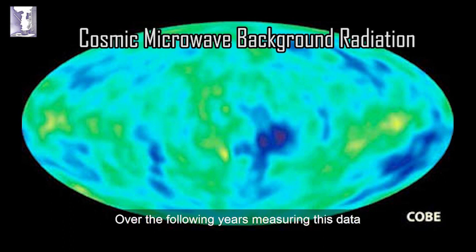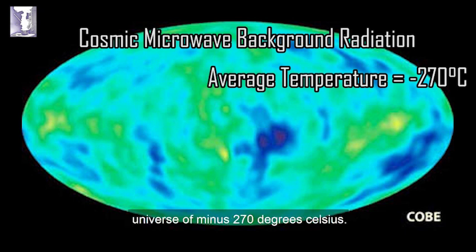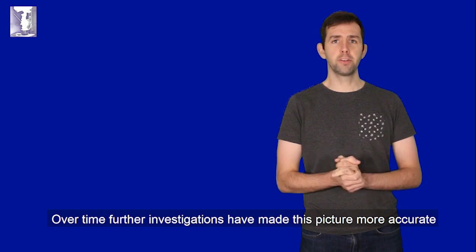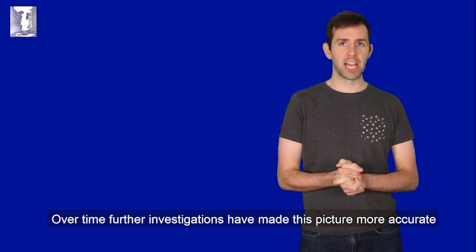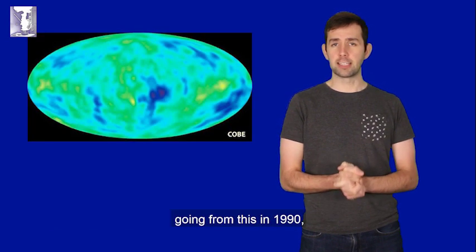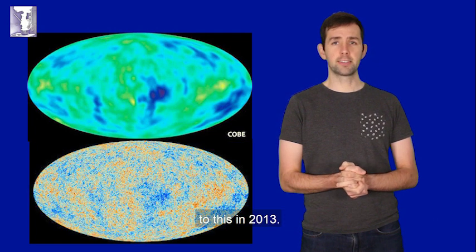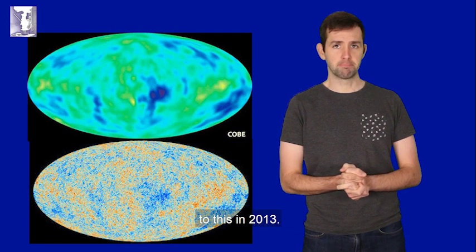Over the following years, measuring this data allows scientists to produce this colourful picture, which shows changes in temperature. It also gave an average temperature of the universe of -270 degrees Celsius. Over time, further investigations have made this picture more accurate, going from this in 1990 to this in 2013.